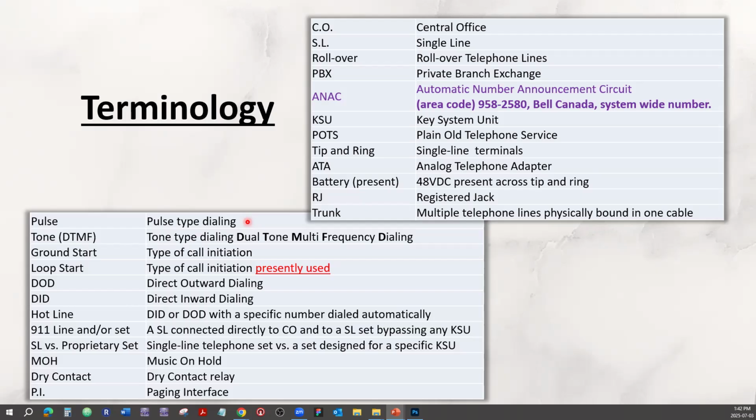Later on, you would have something that's called DTMF. Each number would be represented by tones. Dual tone multi-frequency dialing. Ooh, intimidating. Well, it will be frequency dialing because every number would be assigned to a specific frequency. But here was the challenge.